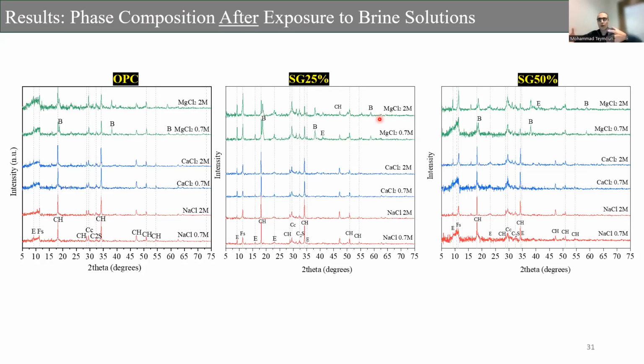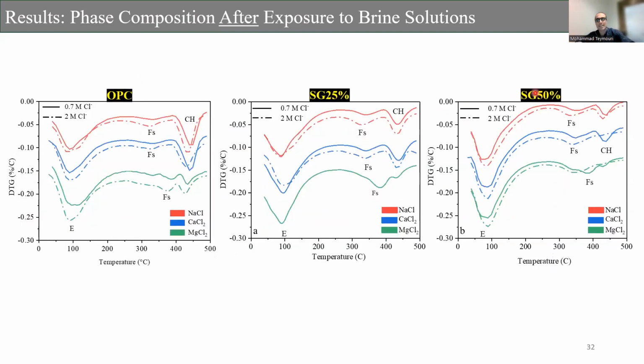You always need to back up your observation by a different method to make sure that everything is correct. And here again, we saw that the formation of Friedel salt, or the chemically bound chloride, is way higher for slag-containing cement or paste compared to the OPC and also other supplementary cementitious materials. And the same thing for the TGA method.